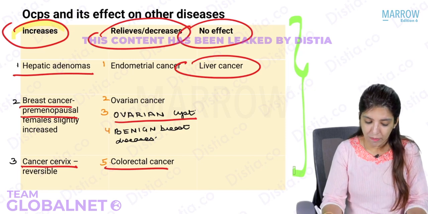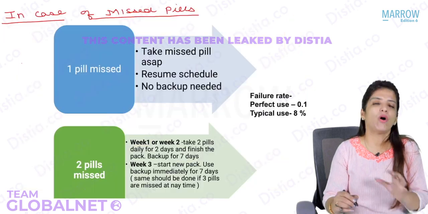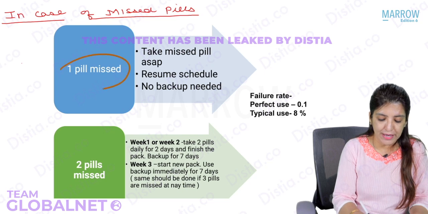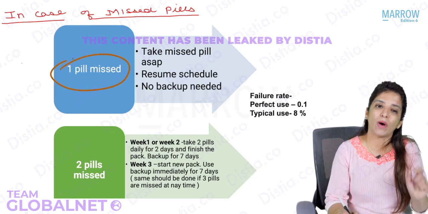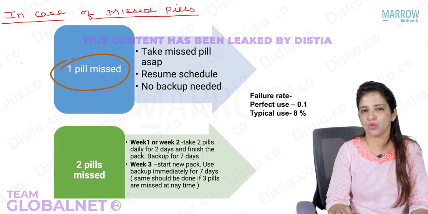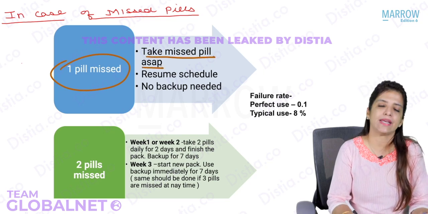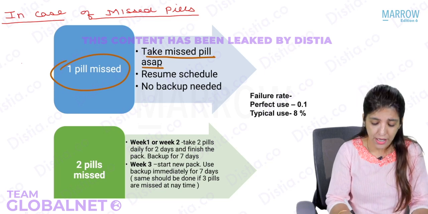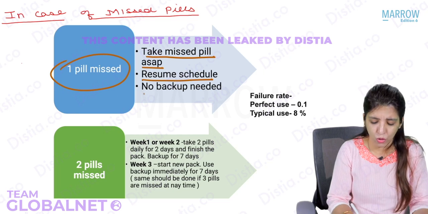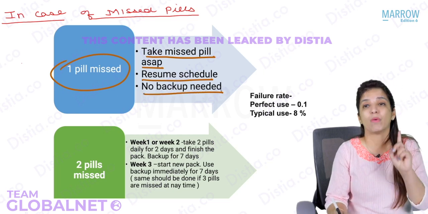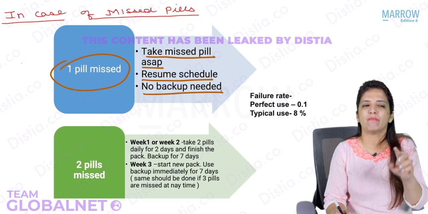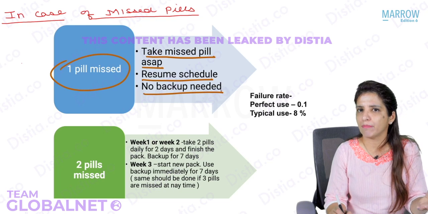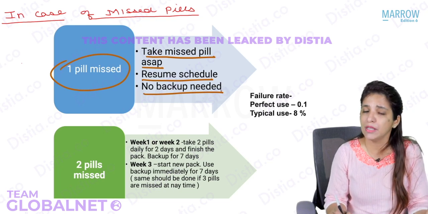Right? Now let's go back to what happens if a female misses a pill. Suppose a female comes to you and says, I have missed one pill. If she has missed one pill, she should take the missed pill ASAP. The moment she remembers that she has missed a pill, she should immediately take it and resume her schedule. No backup is needed. She shouldn't be using any backup method, and then she should resume her normal schedule.